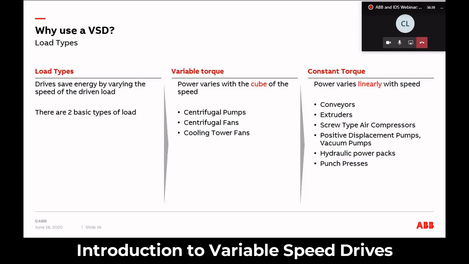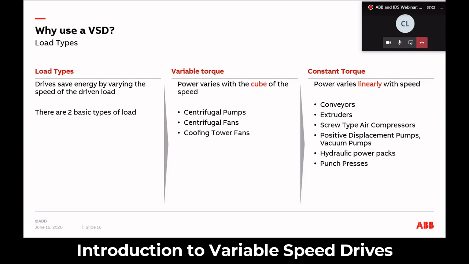So, looking at the various load types, when type systems are oversized, there are typically two basic load types on drives. Obviously, drives themselves save energy by varying the speed of the driven load.